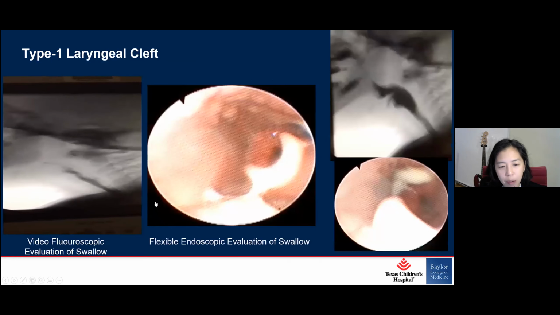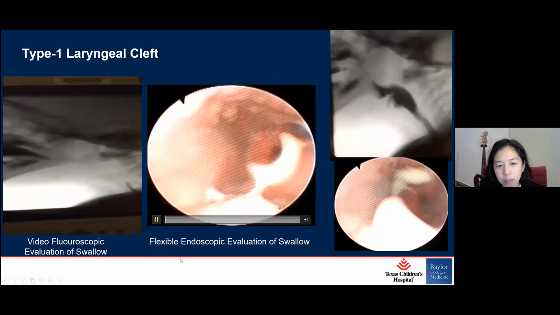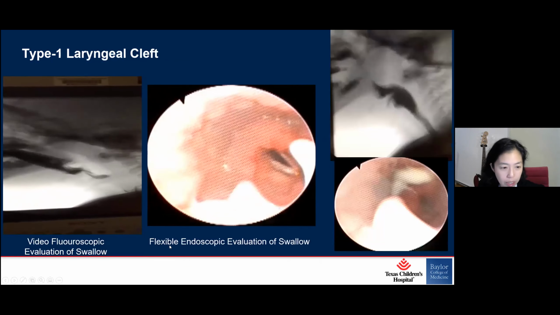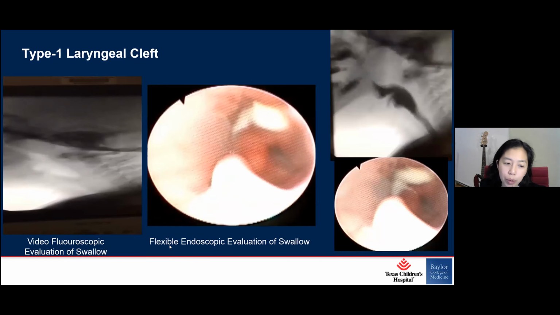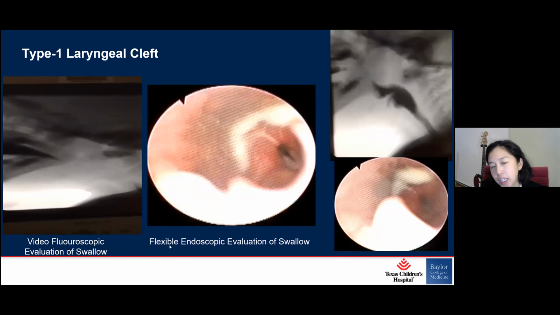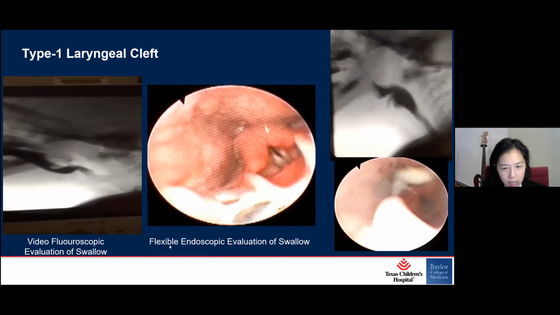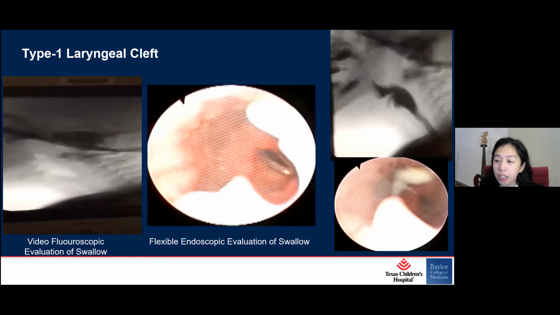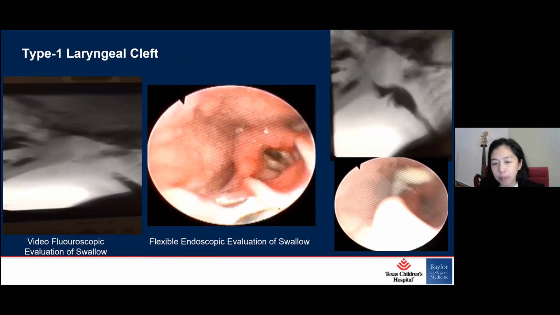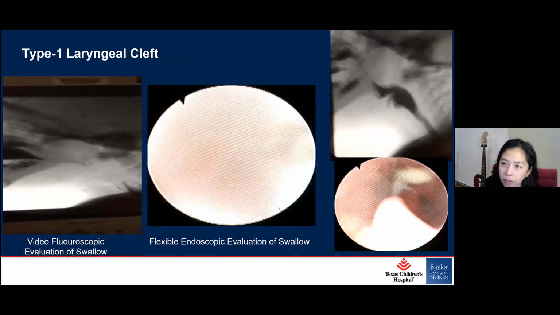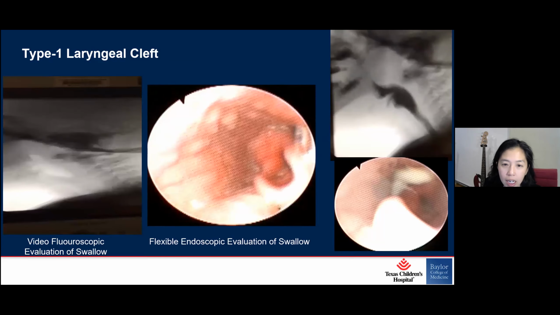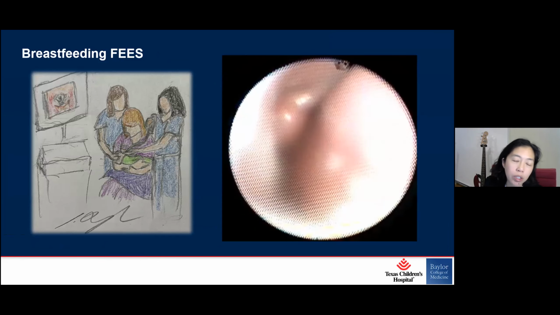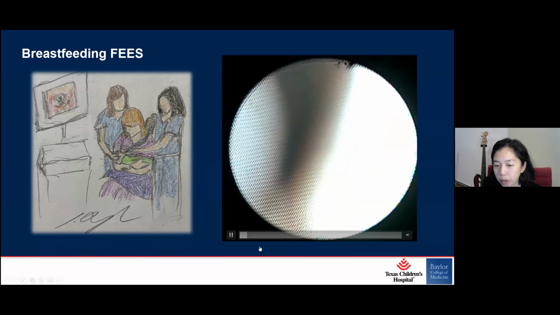So I know this has probably been covered in other talks, but how do we make the diagnosis of a type 1 laryngeal cleft? We use video swallow study, we use FEES, and you can see examples of that intrusion, that posterior aspiration. And I've put still images from our video swallow study and our FEES over here on the right. And then going to the OR to palpate that interarytenoid area.